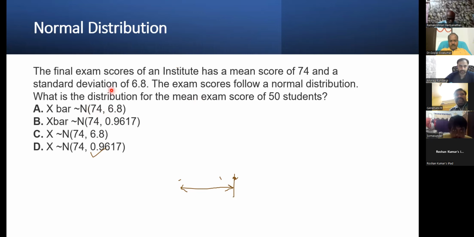So now look at the question. What are they asking? A final exam score of an institute has a mean score of 74, standard deviation of 6.8. The exam score follows normal distribution. What is the distribution for the mean exam score of 50 students? Do you understand what they are asking us in this problem?